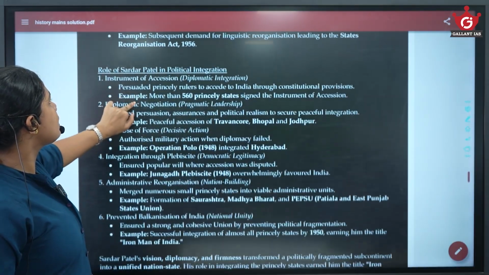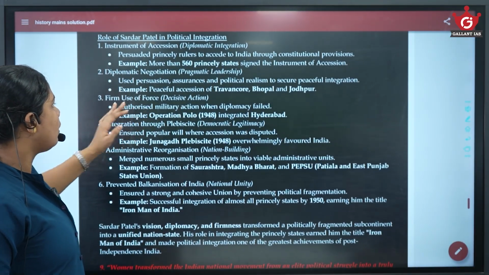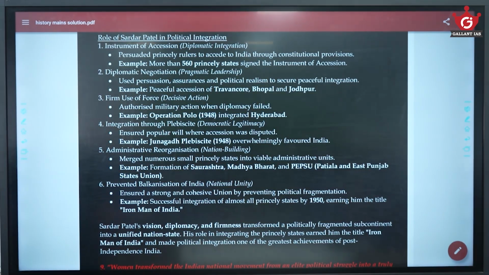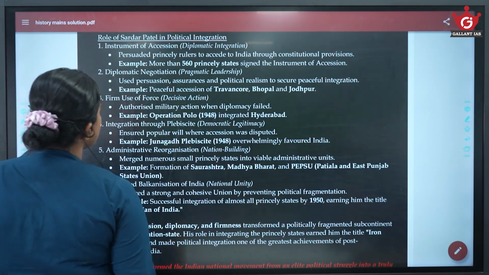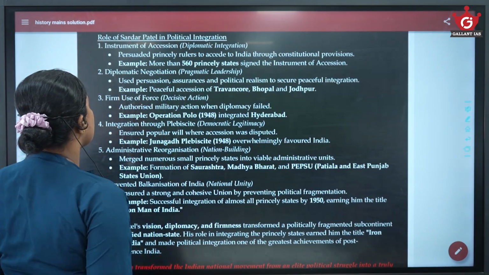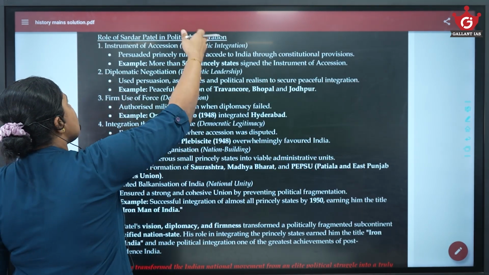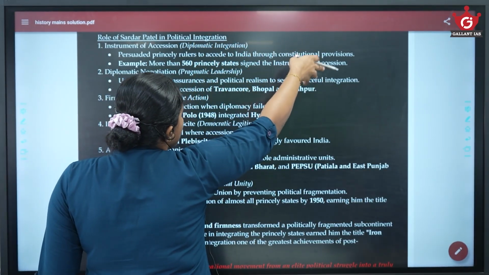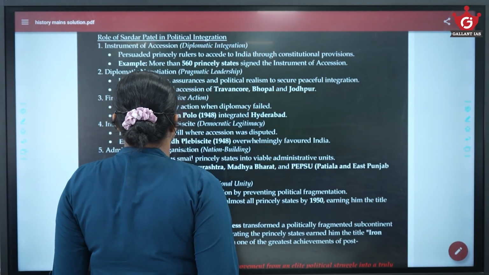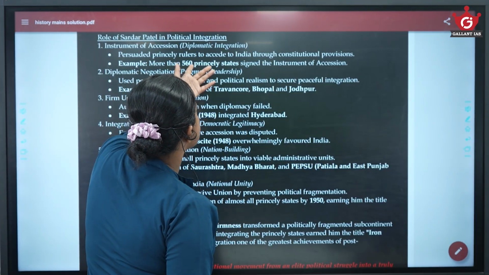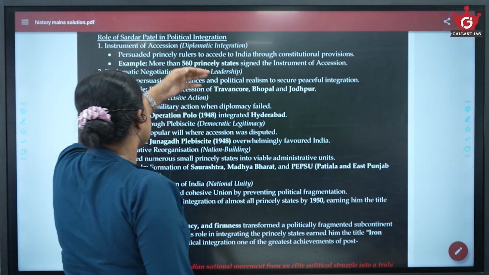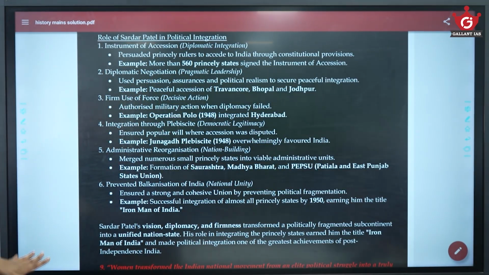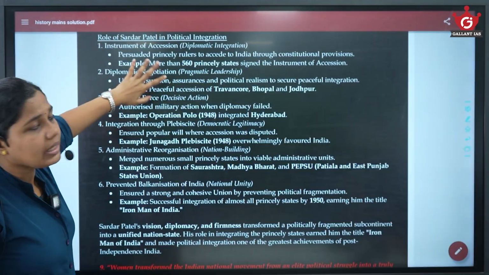Now we move to what was the role of Sardar Patel in political integration. First one is the instrument of accession, that was a kind of diplomatic integration, and he persuaded princely states to come to the Indian Union through constitutional provisions. More than 560 princely states signed the instrument of accession and were integrated into India. See, Sardar Patel was a major leader behind this.